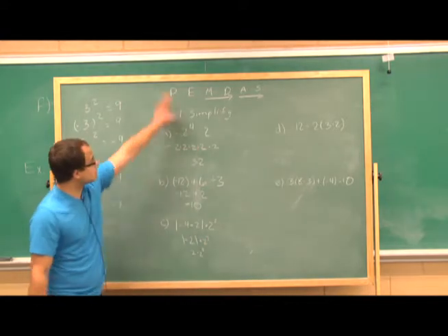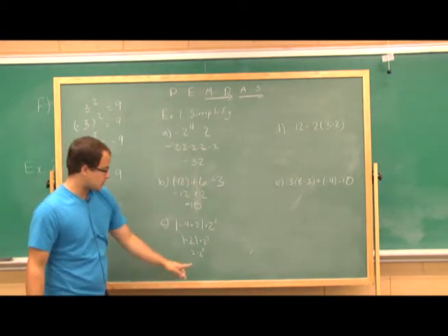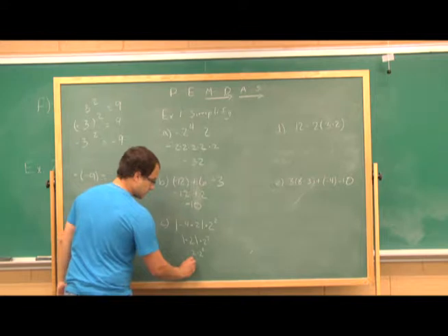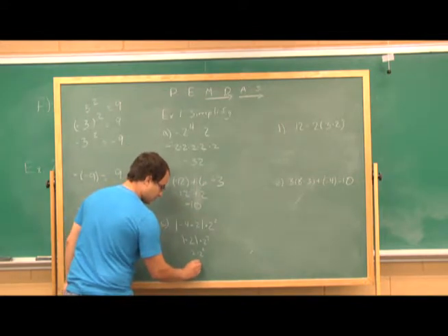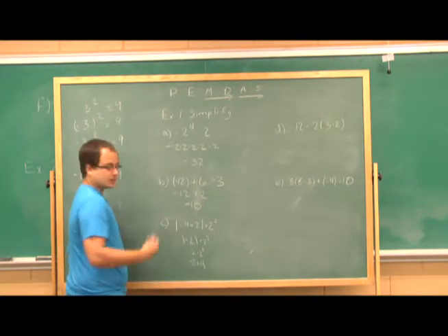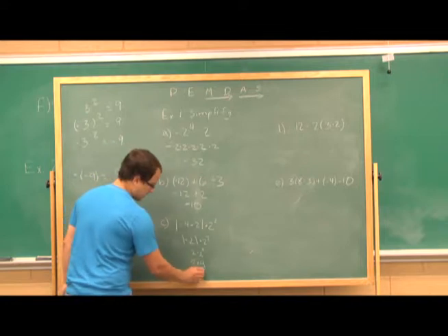Now that grouping symbols are all the way, we go on to exponents. 2 squared is 4, so 2 times 4. Then all we have left is multiplication. 2 times 4 is 8.